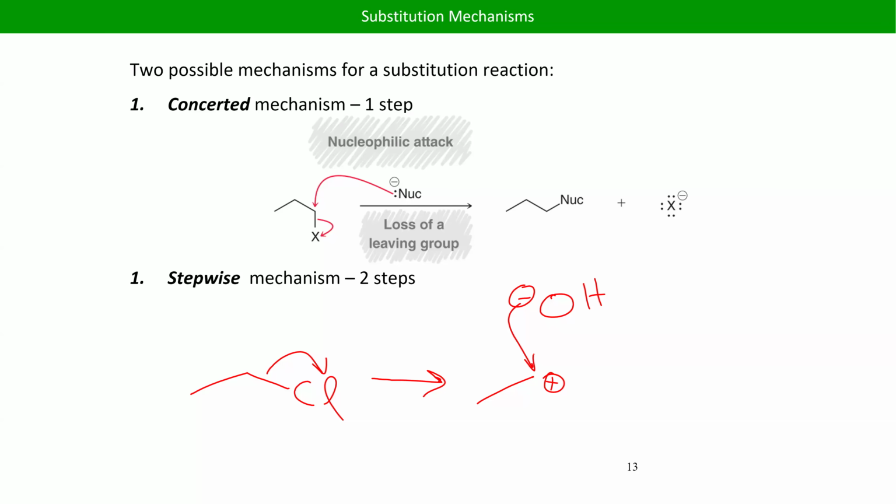So it's still leaving group leaves, nucleophile attacks, just in two steps instead of all at once. So how do we figure out which way it is? Well, we have two options. If we're trying to figure out which one is the correct way, it's concerted or stepwise.